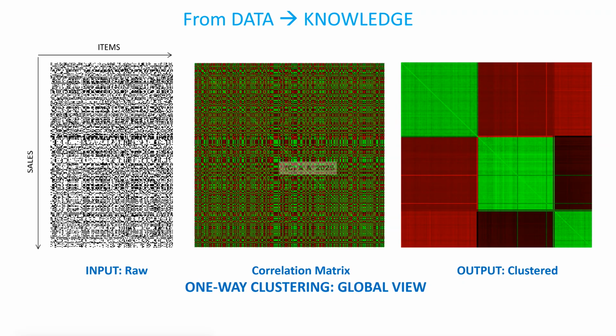What is visible here is a global picture, because we can see three clusters, and we can also see the correlation between this cluster and these two clusters by these red regions. These two clusters have a certain negative correlation, but that is not very significant. You can do a lot of analysis here. So this is one-way clustering, which gives the global view.